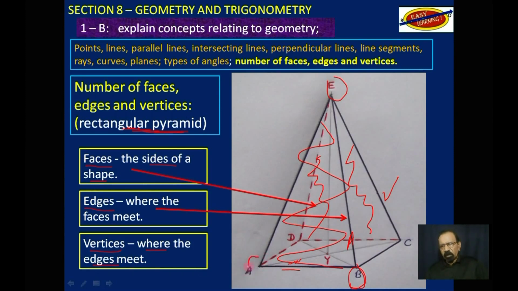And vertices, where the edges meet. Most obvious one here is A. You would notice the edge coming on from the top there, and this edge going like that, and that one coming from the back there. They all meet here. And then of course there is another one here, and so on. So vertices are where the edges meet.